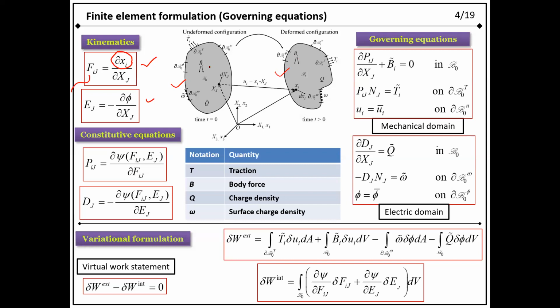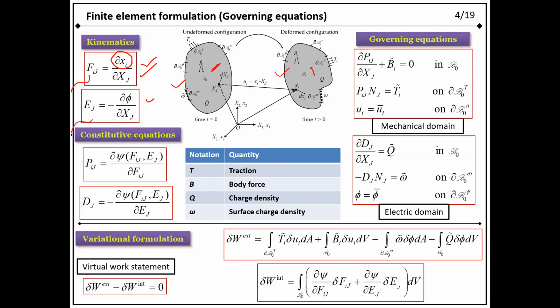Okay, if we consider a line element, let's say this is a line element in the undeformed configuration, what will be the deformed shape of this line element in the deformed configuration? That will be related by this quantity we call the deformation gradient. Similarly, we define the electric field, which is the gradient of the potential difference.